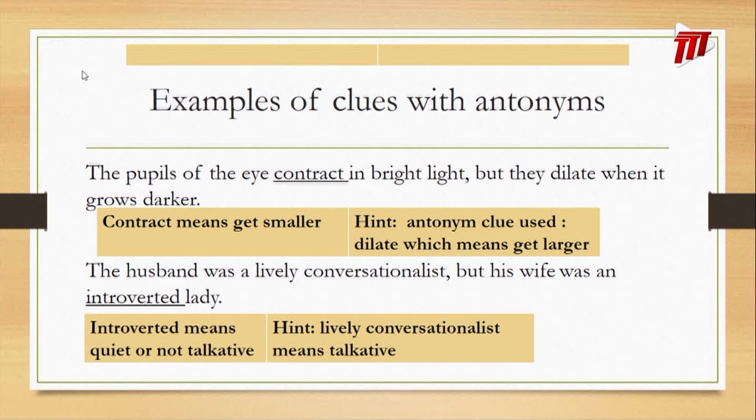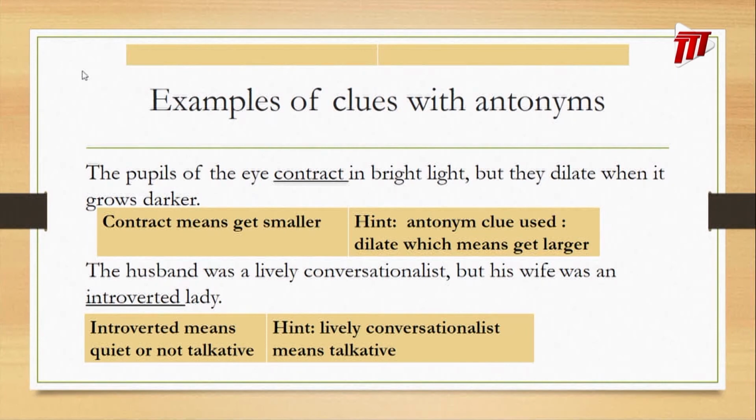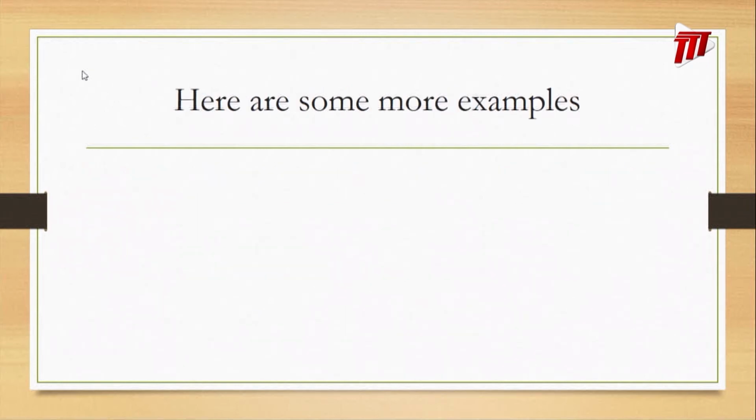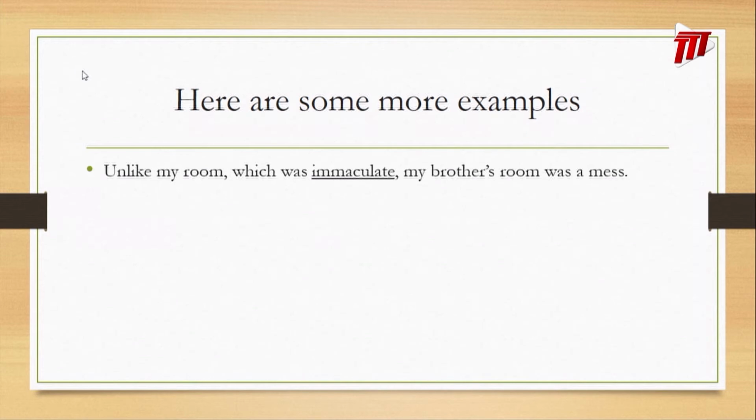So we know that these two expressions are opposite in meaning, lively conversationalist and introverted. Looking at lively conversationalist, we know that he is quite talkative. So we can infer that introverted means she's a quiet person. So introverted means quiet or not talkative, and the hint was the husband is a lively conversationalist, which means that he is quite talkative. Here are some other examples of antonym clues.